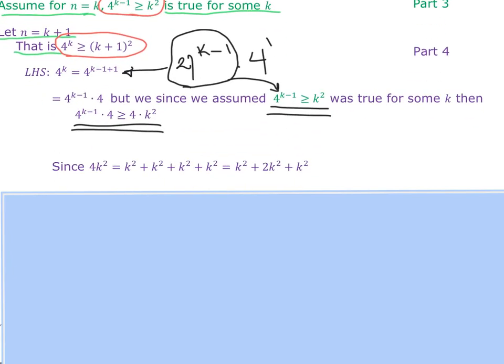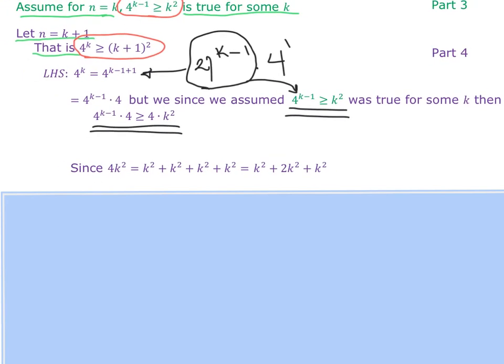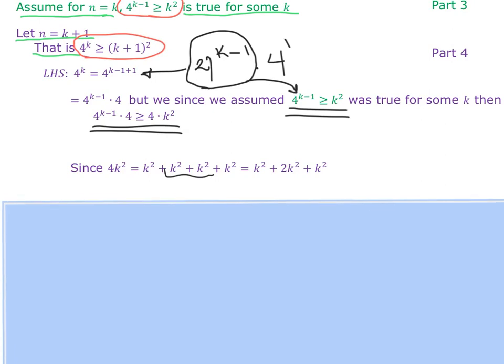Now I'm just going to work with the 4k squared. What I know is 4k squared is the same thing as if I write k squared 4 times with plus between them. Or I write k squared plus k squared, plus k squared plus k squared, because I can add these terms in the middle here. It's 2k squared plus 2k squared. There's a reason why I'm going to do this, okay?